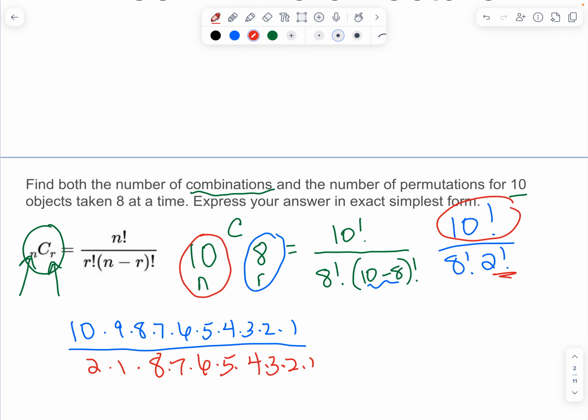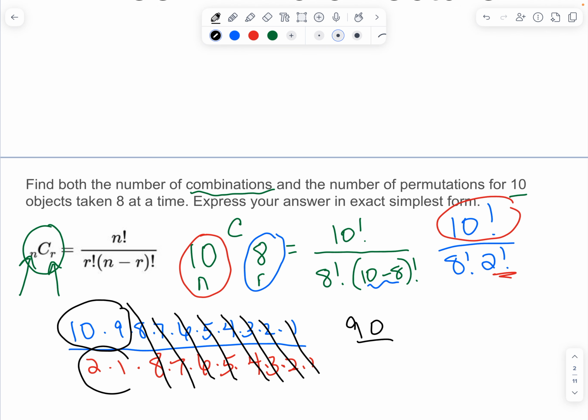Okay, and then the fun part, if there's any fun part to this, is you get to cancel out anything that's in common from top to bottom. So I'm going to cancel out my 8s, 7s, 6s, 5s, 4s, 3s, 2s, and 1s. So then we're just going to gather up what's left. So what's left is 10 times 9 up top, which is 90. And on the bottom we have 2 times 1, which is 2. And 90 cut in half is 45 combinations. So that's how we would figure out the number of combinations for 10 objects taken 8 at a time. And 45 is as simple as we can go.